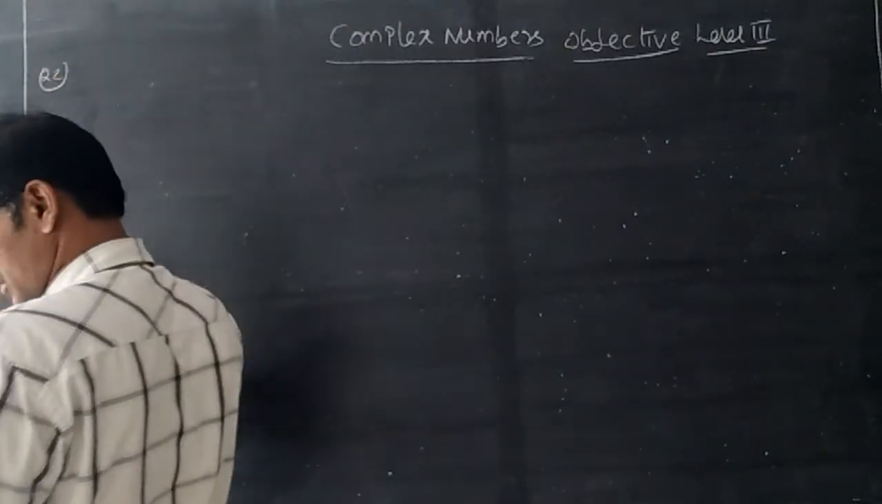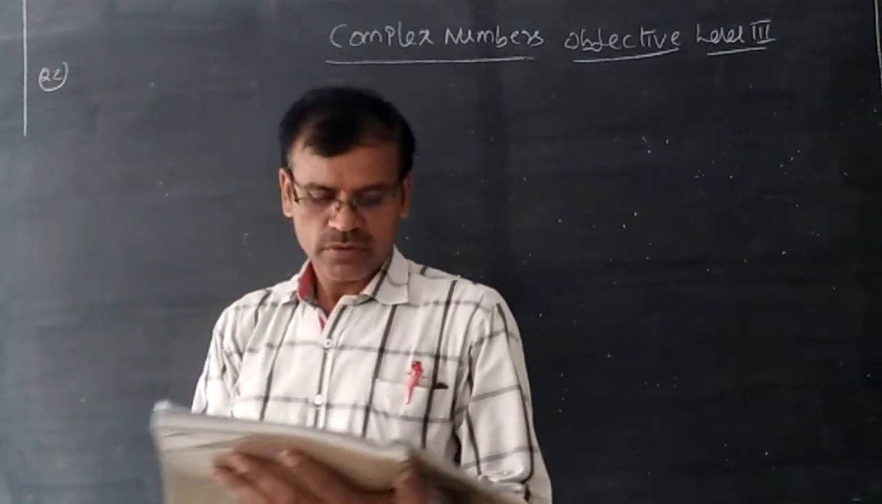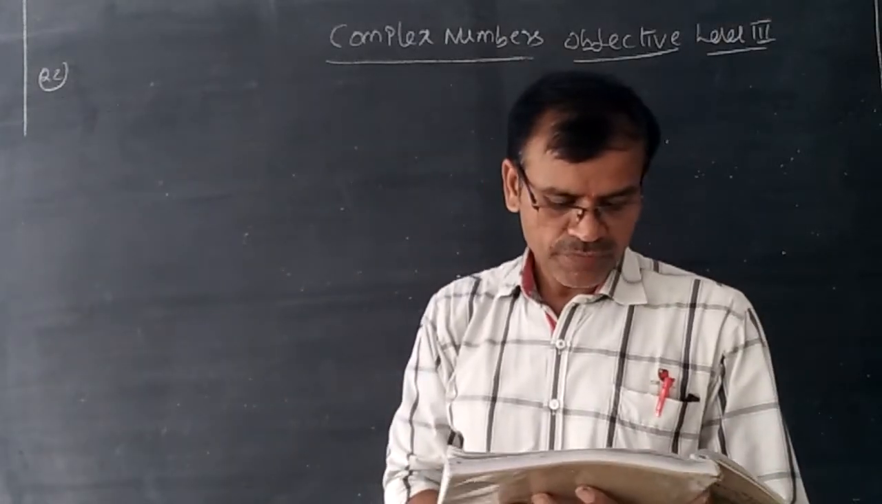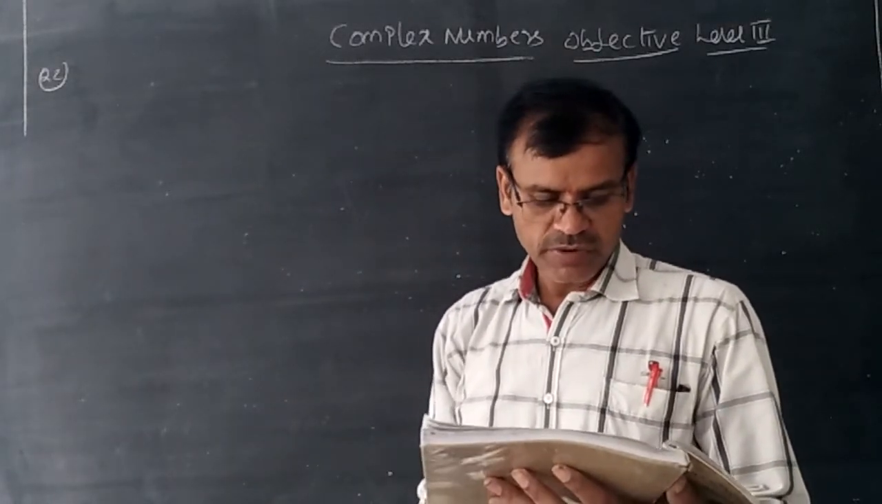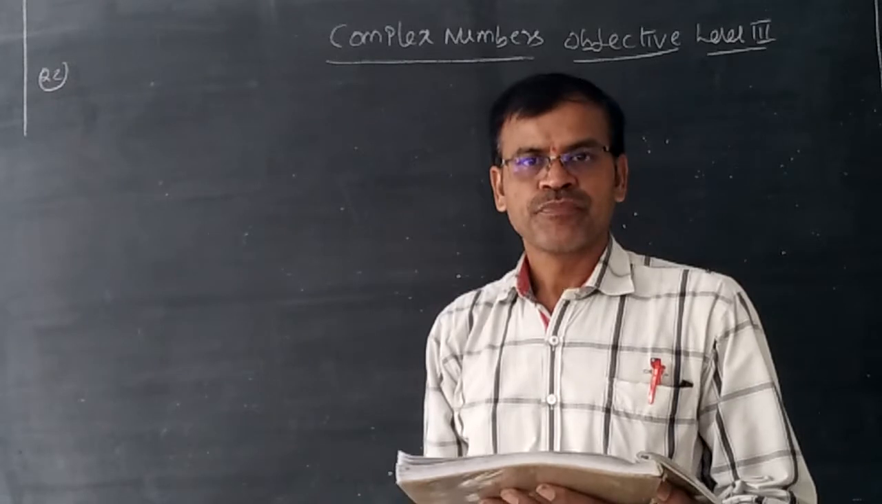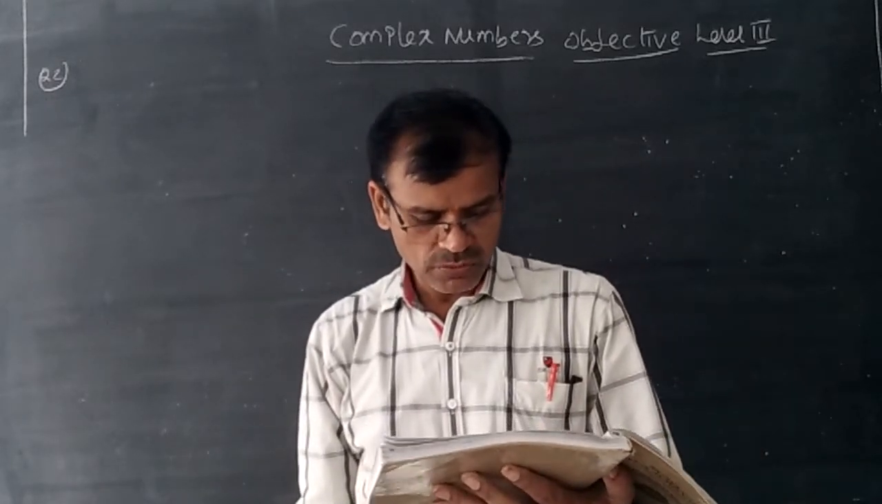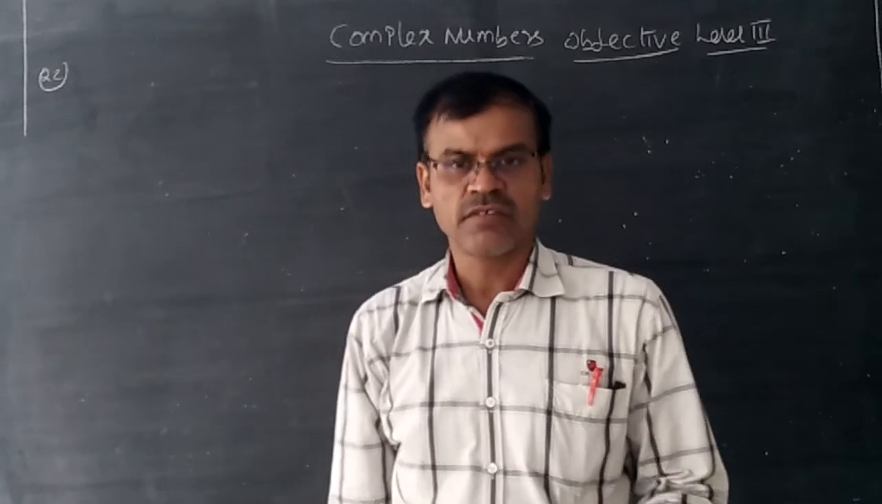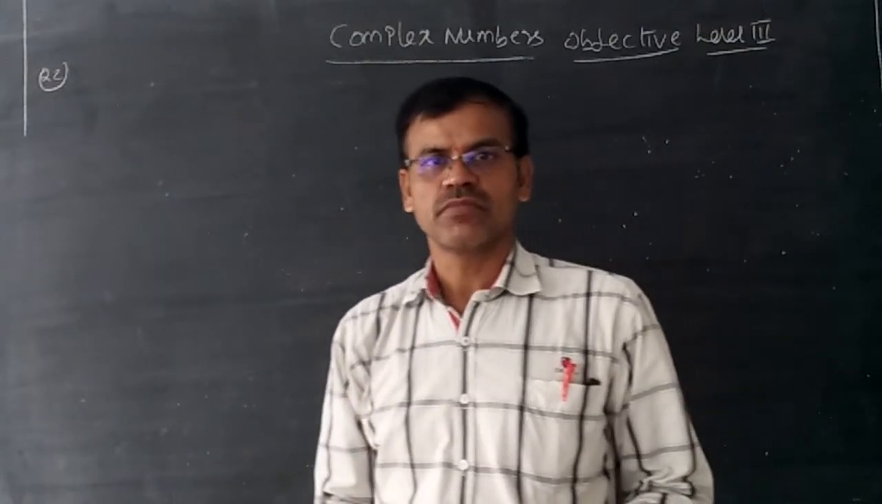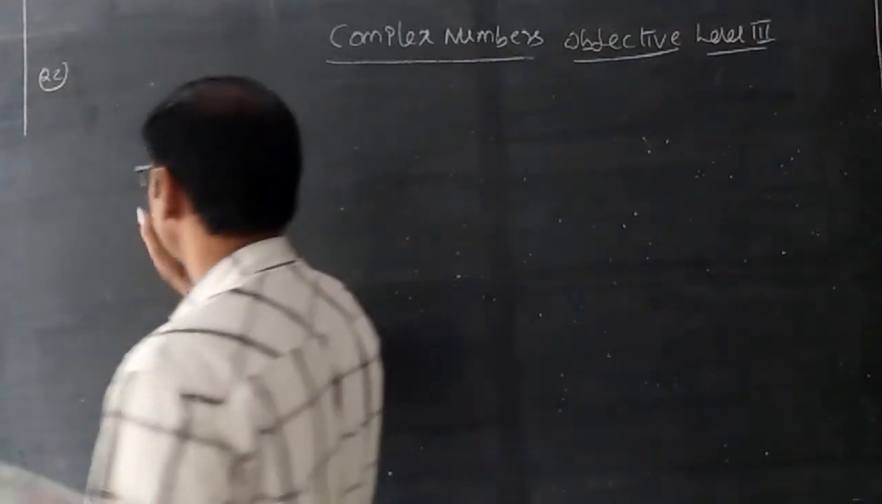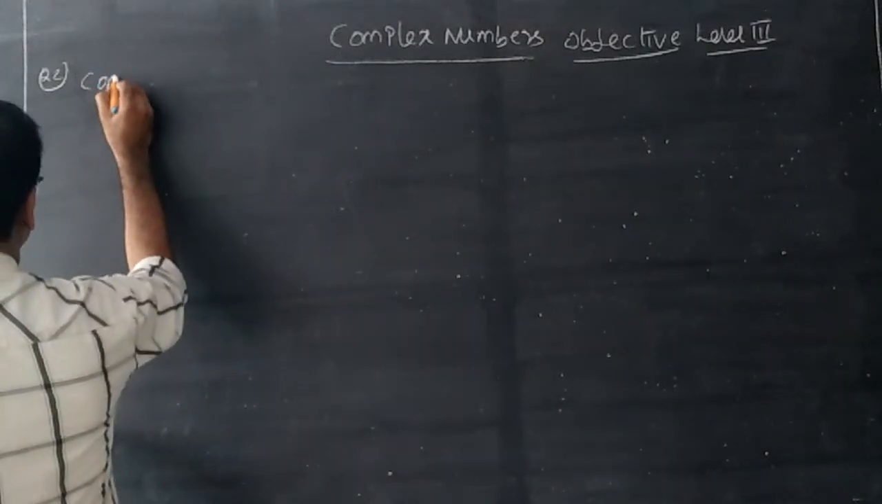22nd question. A1, Z1, A2, Z1 bar are the adjacent vertices of a regular polygon. Imaginary of Z1 bar by real Z1 equal to 1 minus root 2. Find the number of sides of the polygon. Before going to discuss the sum, let us discuss the concept.